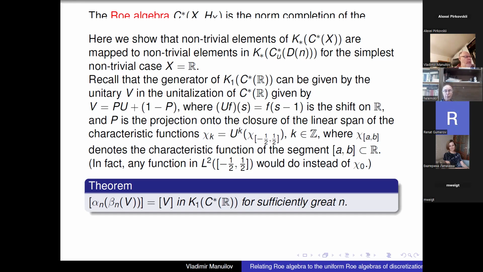And the result is that this composition, when we take beta and then alpha, is the identity map on the K1 of the full Roe algebra of the real line.